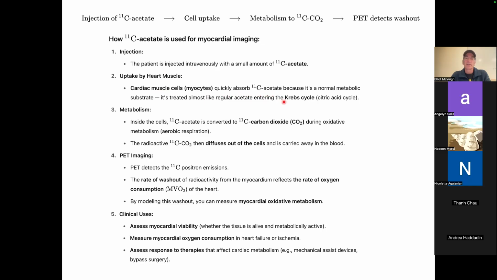Myocytes quickly absorb it, and it goes through the Krebs cycle. This radioactive substance that has been created by the cell in the Krebs cycle diffuses out of the cell, okay? And you'll watch it decay away as it goes out of the cell. So you can measure the rate of washout, or you can estimate the rate of oxygen consumption by the amount that gets created through the Krebs cycle. So it assesses myocardial viability, and what that is: is the tissue alive or not?